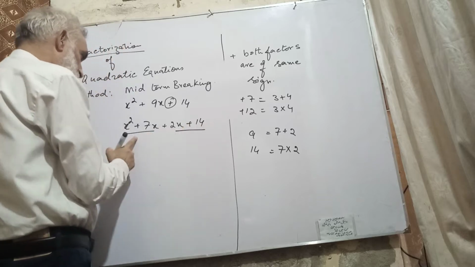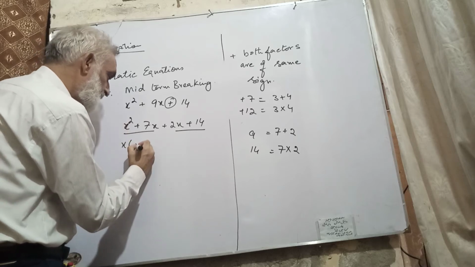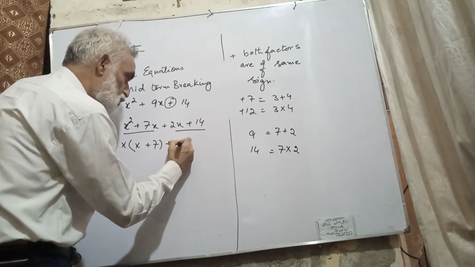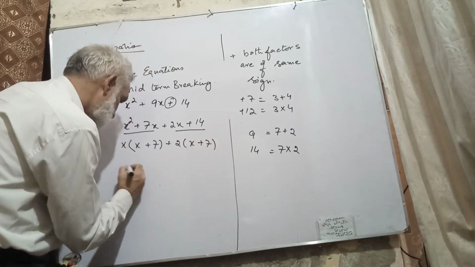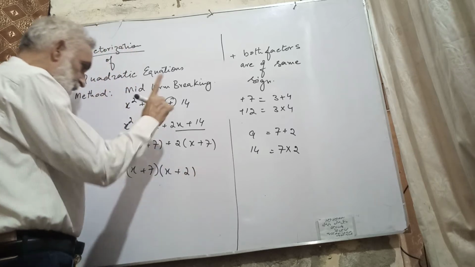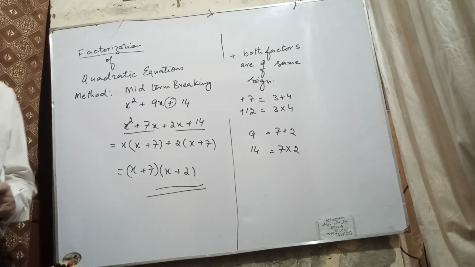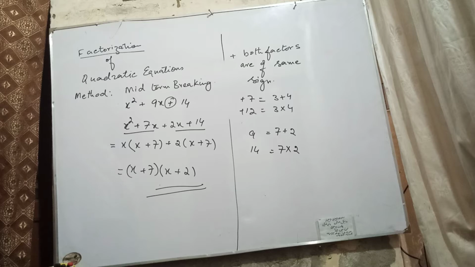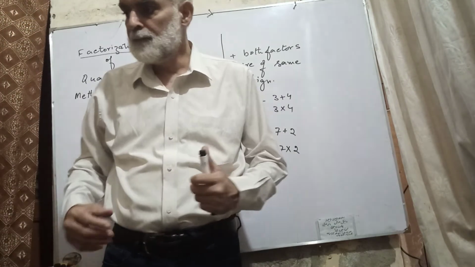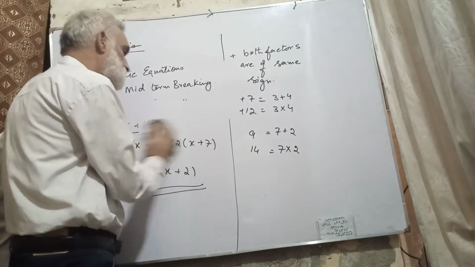So we have two factors now. x is taken common, we are left with x plus 7, plus we have 2 common, x plus 7, right? So we have x plus 7 and we are left with x plus 2. One more thing, don't forget to write the equals sign here, and this is the answer. Dear students, I hope you understand this well. Now come to the next question.